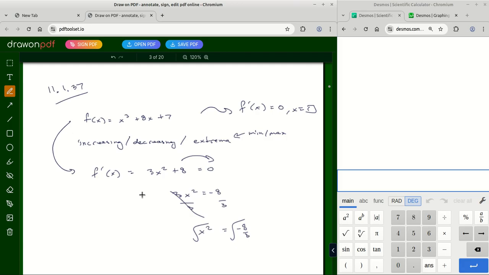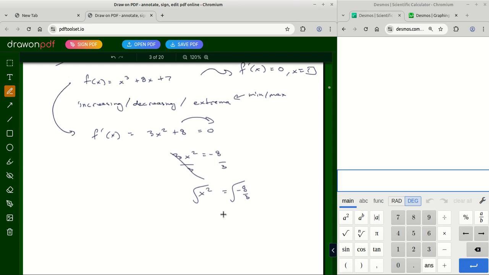But I'm going to try it here. Square root both sides. And you get plus or minus the square root of a negative. And square root of negatives is not good. In other algebra or calculus classes, you would get i, but that's not what we do here, I hope. So yeah, it's just none, no critical points.